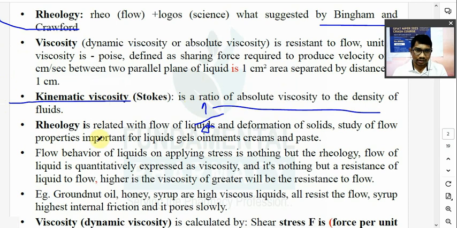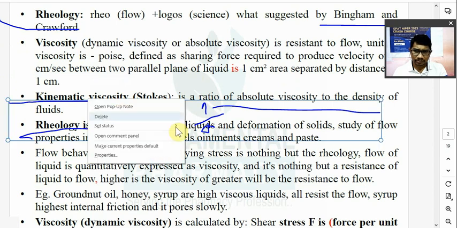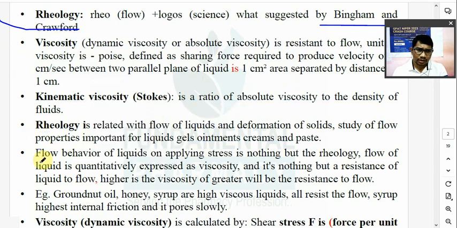That's it. Now what is rheology? It is related with the flow of liquid or deformation of solid. Study of flow properties of solid and liquid is very important in pharmaceuticals, because you are dealing with liquid orals, and topical preparations like gels, ointments, creams, pastes, etc. You are making syrups, solutions, depot preparations. So rheology is very important for your pharmacy.